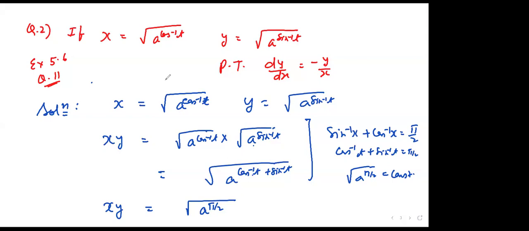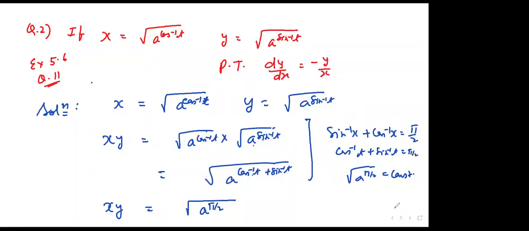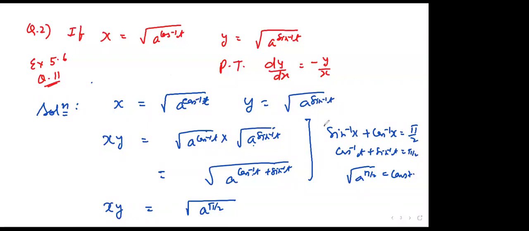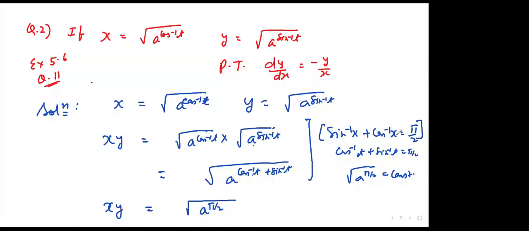In your school or coaching, wherever you have been taught, you have learned two different methods. Either directly you found the derivative of it, and that is a to the power cos inverse t. They told you that derivative of a to the power x is a to the power x log a, that way. And another approach is taking log on both sides. But this method is quite unique. And above all, you derived this method yourself. You yourself told me that, sir, we will multiply together. Just one thing that you have to remember, this identity, and you have to apply it.